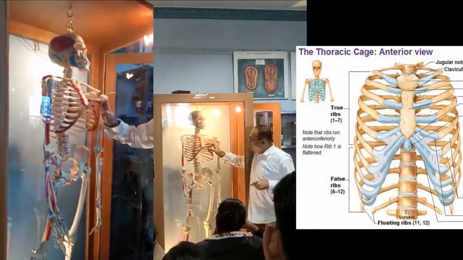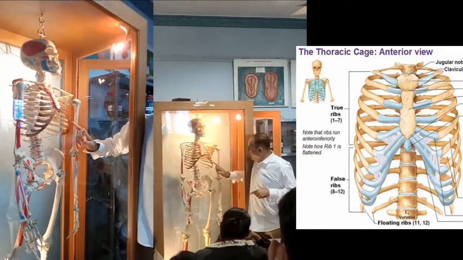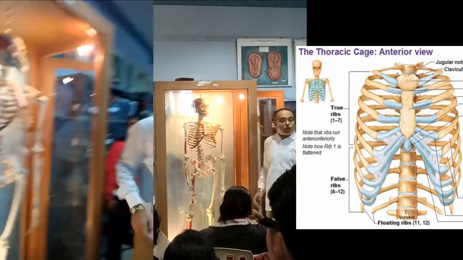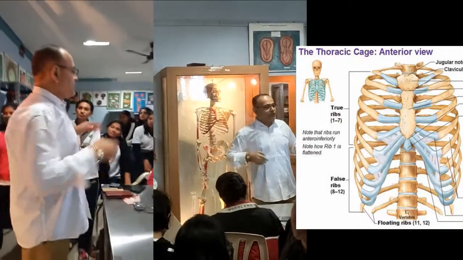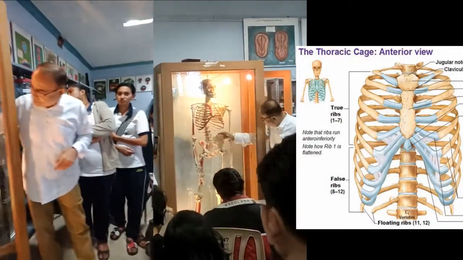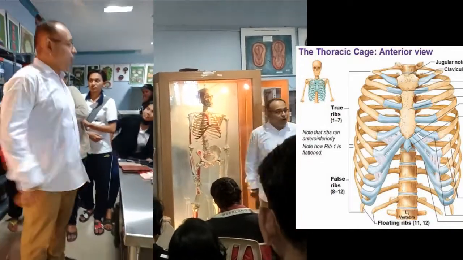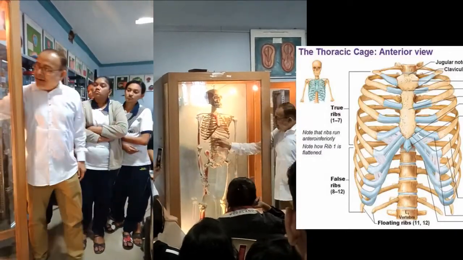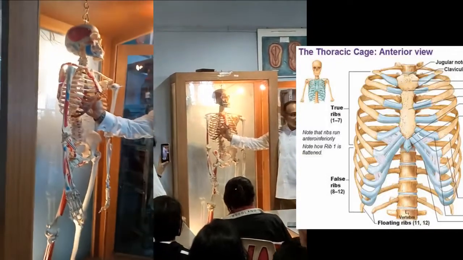So this is the rib. Rib 1, 2, 3, 4, 5, 6, 7. Then 8, 9, 10, 11 and 12. The 11th and 12th are called floating ribs because they do not have any connection here. But on the posterior side, all the vertebrae, T1 to T12, are connected. And this is what we call the thoracic cage.